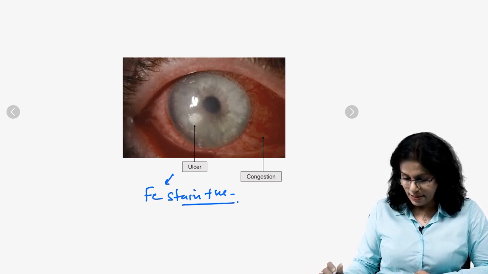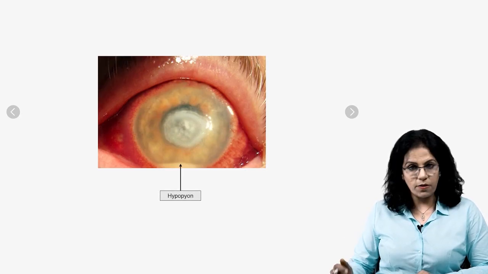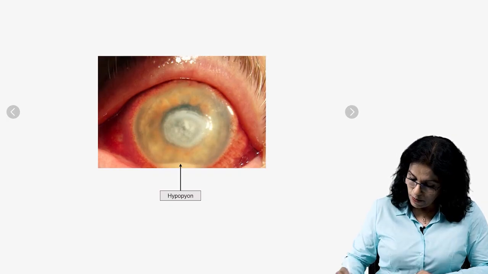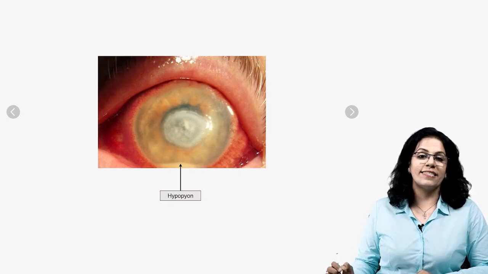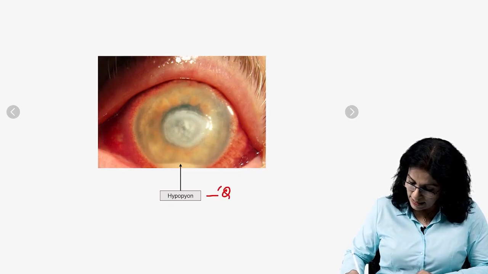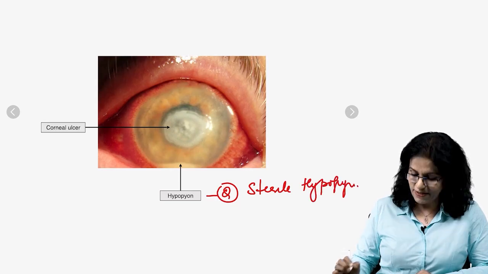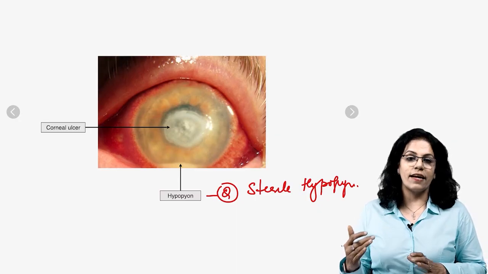Can we remember this? It can also be associated with, let's look here. Apart from this, you can mark it in your diagram here, hypopion. What is hypopion? Pus cells. Now, this is an exam question here in a bacterial keratitis. It is always a sterile hypopion. Okay, it's always a sterile hypopion. So, what you are seeing here is sterile hypopion.